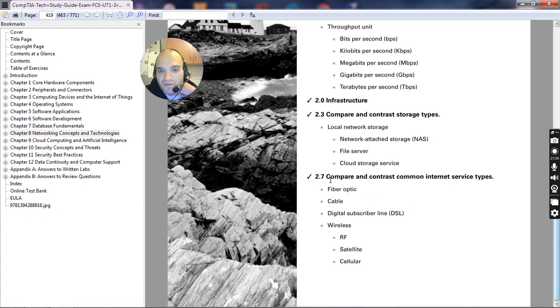Sub-objective 2.7, compare and contrast common internet service types: fiber optic, cable, digital subscriber line or DSL in short, wireless Ethernet service types, RF, radio frequency, satellite, cellular.